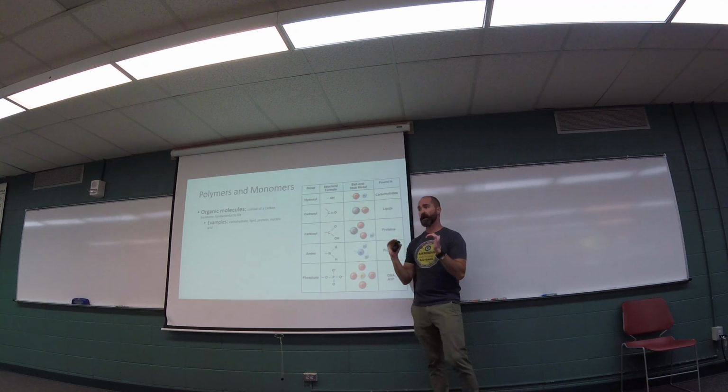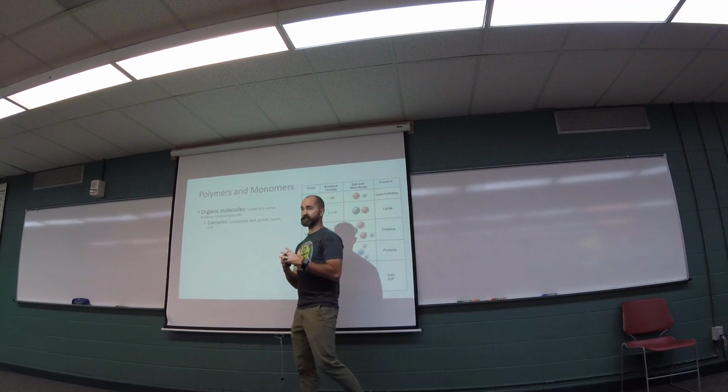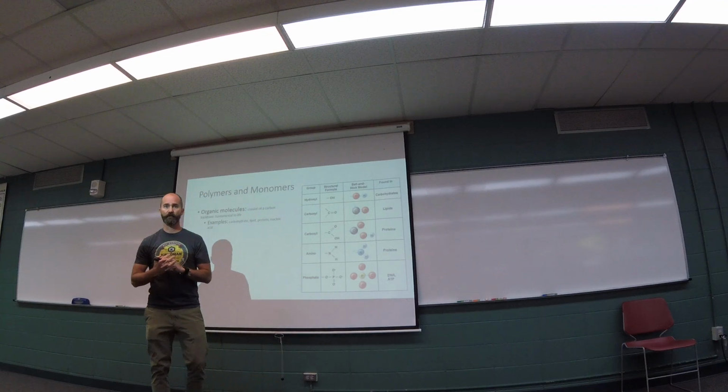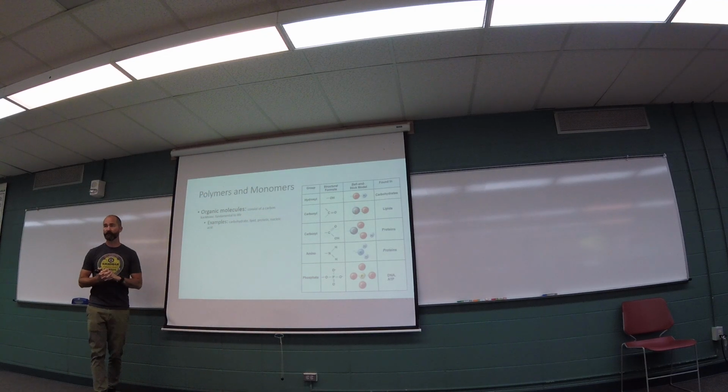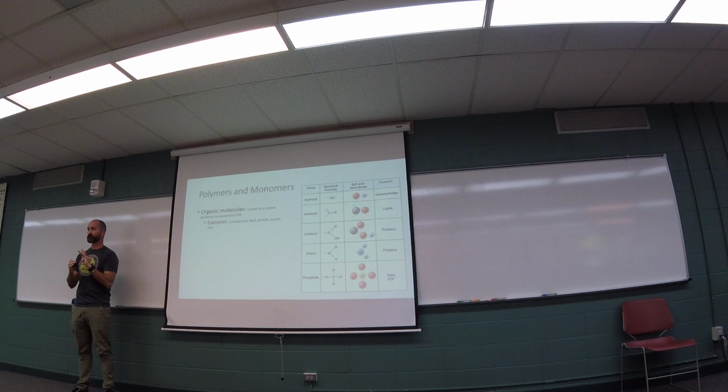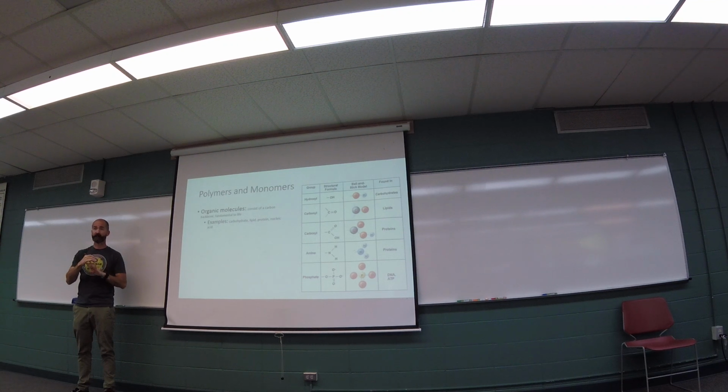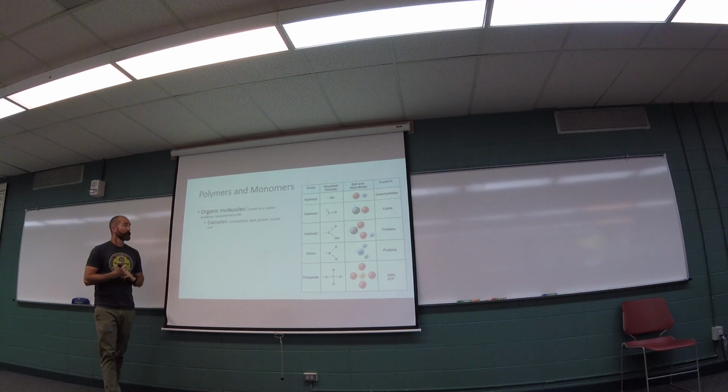Within the context of biology, mostly we're interested in things called organic molecules. And organic molecules consist of 3 primary elements, and those are carbon, hydrogen, and oxygen. The vast majority of the molecules that we're going to be dealing with consist exclusively of carbon, hydrogen, and oxygen.